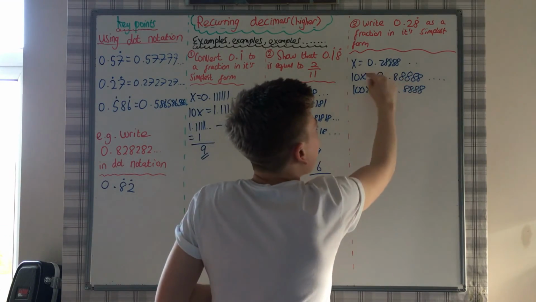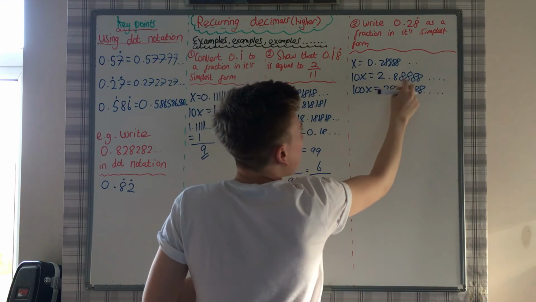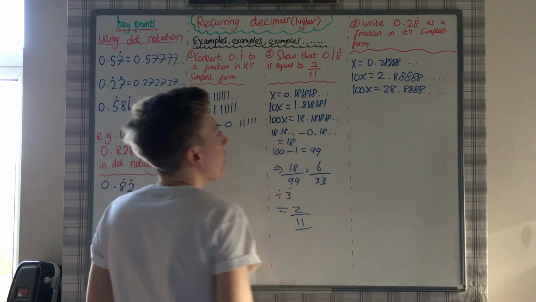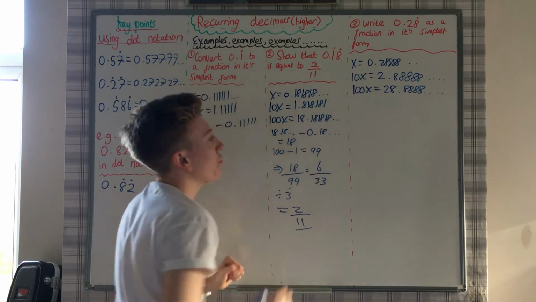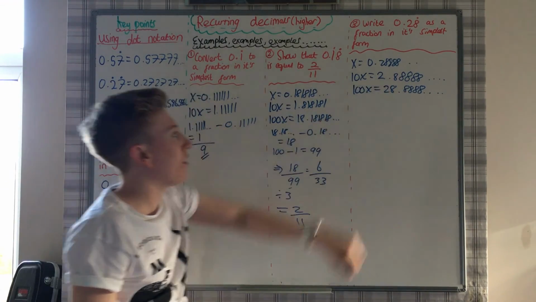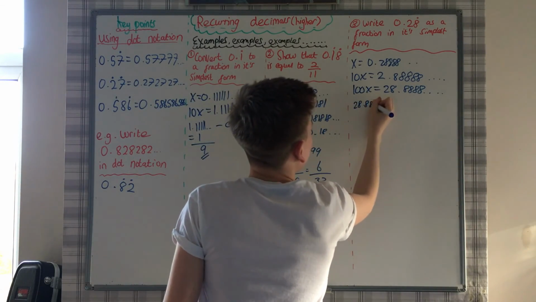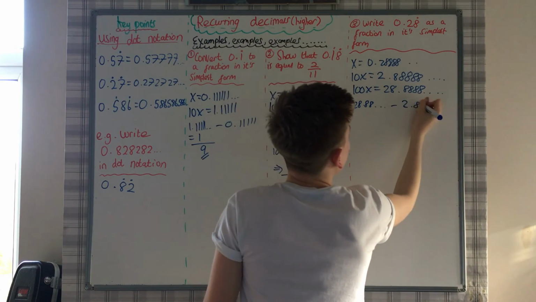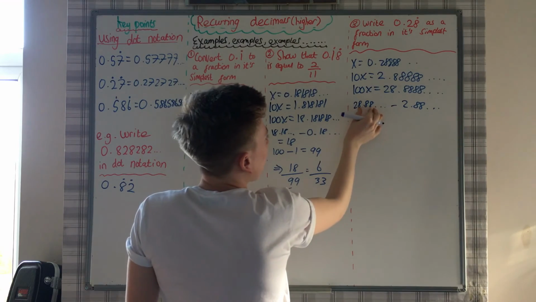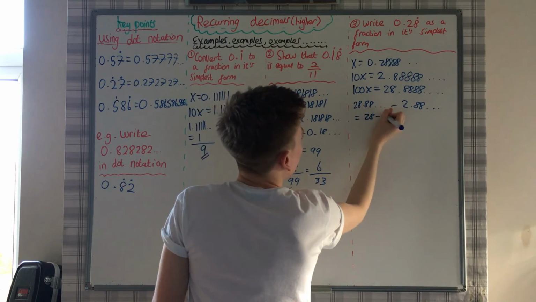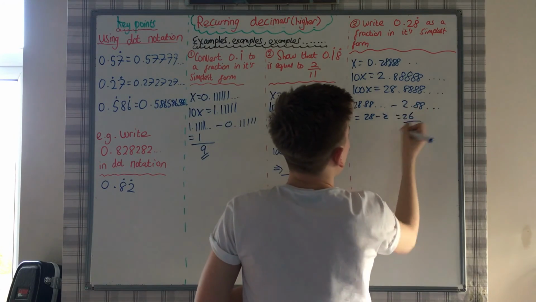But we can actually use these two, because we've got 0.88 and so on here, and we've got 0.888 and so on here. So instead of subtracting 1x from 100x, we're actually going to have to subtract 10x from 100x to get rid of the values after the decimal point. So on the numerator we get 28.88 and so on, subtract 2.888 and so on. Now that's just effectively 28 minus 2, because the 0.88 will cancel after the decimal point, which equals 26 on the numerator of the fraction.